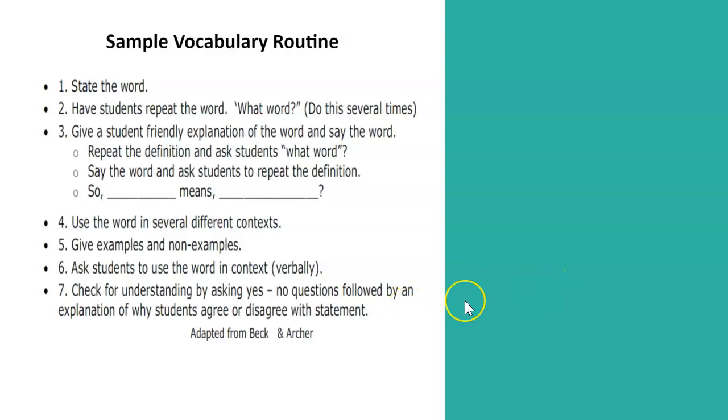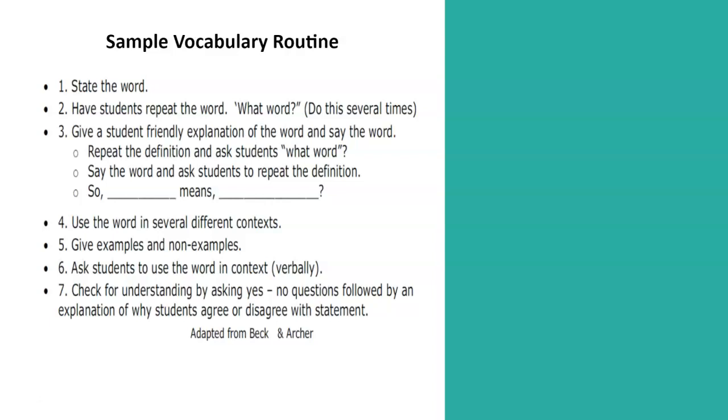In step 4, you'll use the word in several contexts so that students can begin to determine the attributes of the word. And step 5 goes even further. It's not enough to provide students with that student-friendly definition. They also need to know what are the parameters around what the word is and what the word is not.